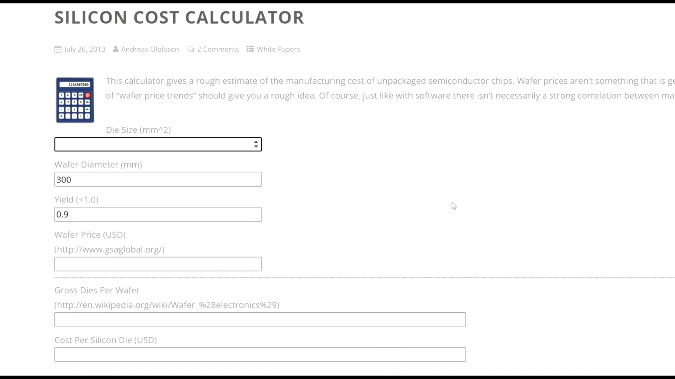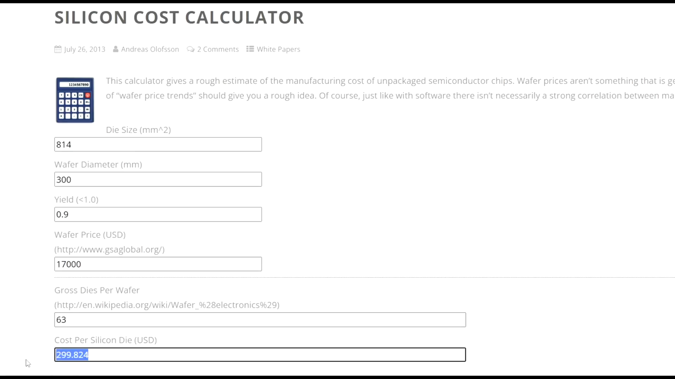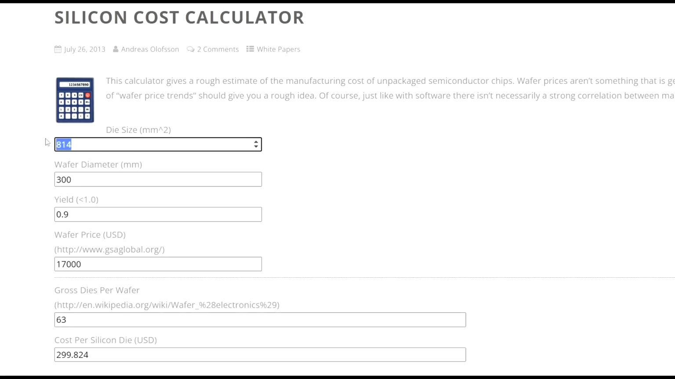So let's just dig out the silicon cost calculator and work that one out. 814, and we'll stick with a 90% yield, and the wafer price, or let's just call it 17,000 again. So Nvidia will get 63 H100s on every wafer, costing $300 a piece. Now, as I said, let's go with 110 for the MI300 graphics chiplet. That is 579 at a cost of under $33.